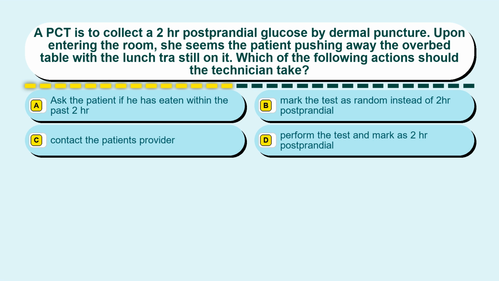Option A, ask the patient if he has eaten within the past 2 hours. Option B, mark the test as random instead of 2 hours postprandial. Option C, contact the patient's provider. Option D, perform the test and mark as 2 hours postprandial.